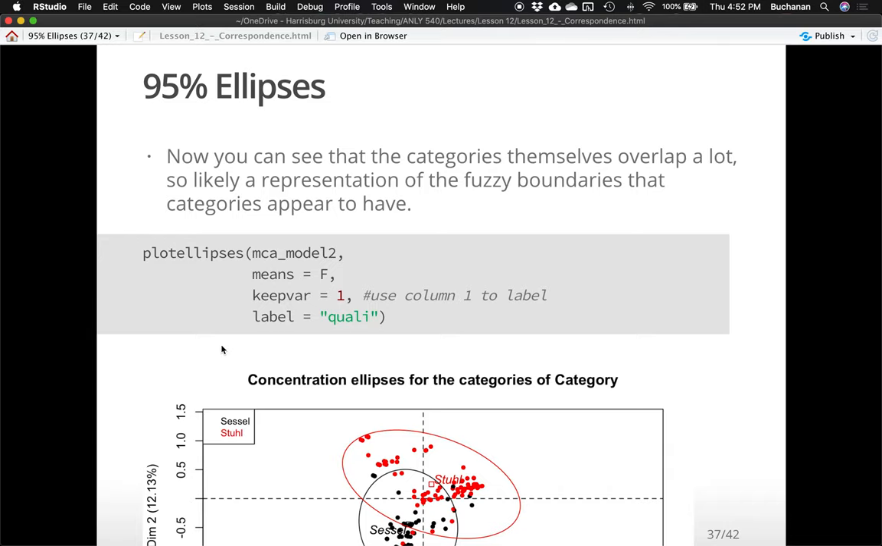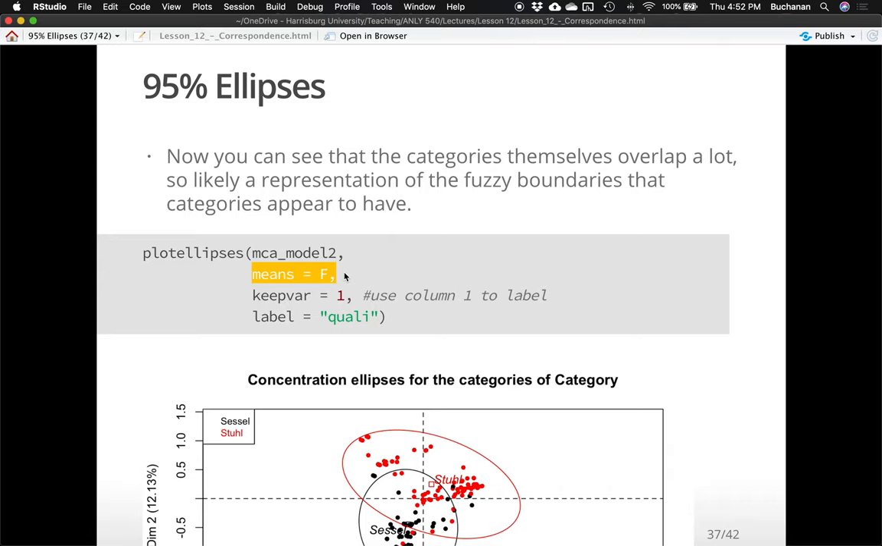And that's a pretty common theme for categories, that they're never truly distinct. Things tend to have kind of blurry edges. And so this just gives us a good representation of where those blurry edges might be. Okay. And the way we plot that is you do means equals false. Okay. So that's the only thing that we've added here.